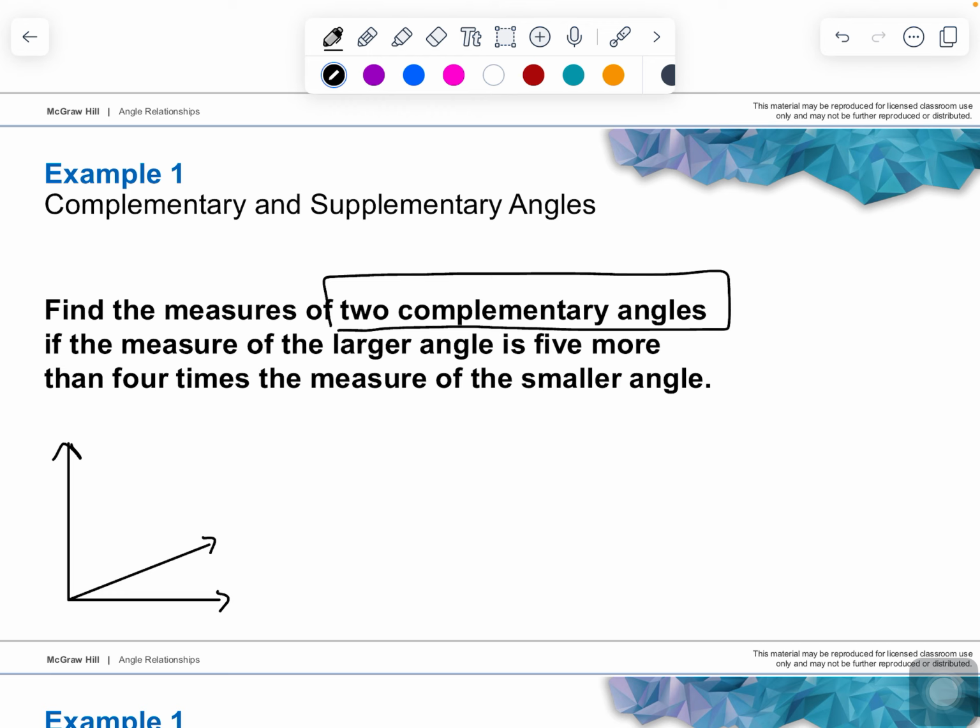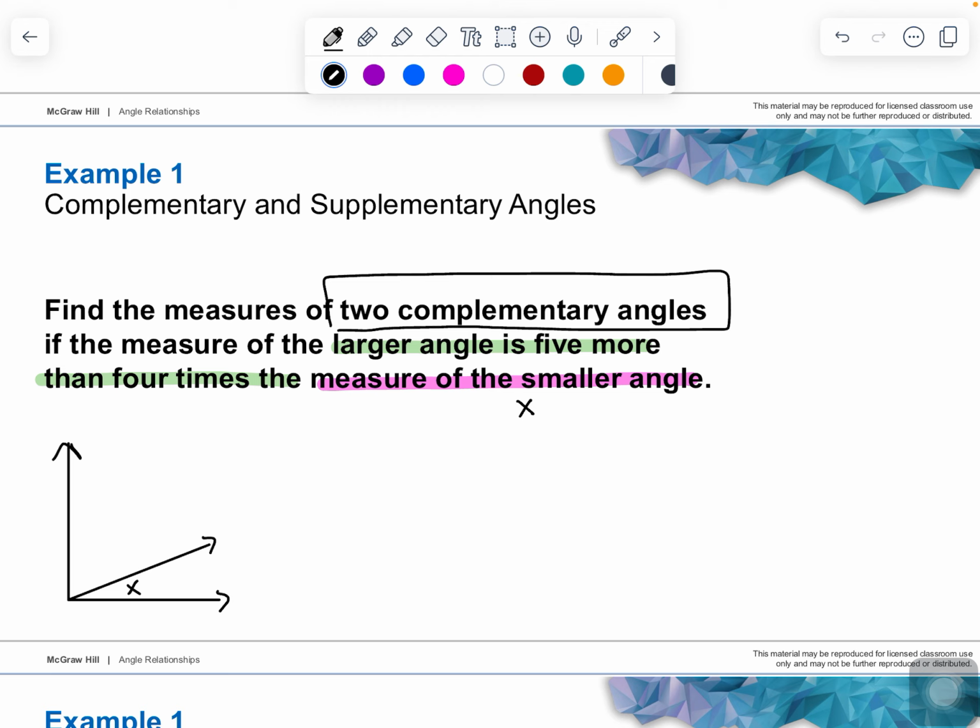Okay, and they say the larger angle is 5 more than 4 times the measure of the smaller angle. So I'm going to break this apart in here. The larger angle is 5 more than 4 times the measure of the smaller angle. So what they're saying is that the larger angle is based off the size of the smaller angle. So we're going to give the smaller angle a size. We're going to call it x. We're going to say this one is x.